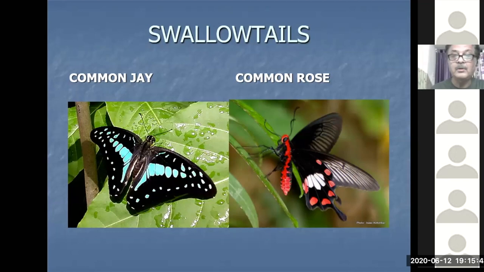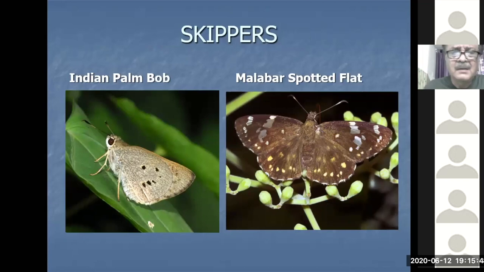Now we come to skippers. Skippers are rather dull and drab, and they're more forest dwellers, and they're difficult to identify also. A lot of butterfly people sometimes keep away from this group, finding it so difficult to identify. Some of them are flat, they close their wings behind, and some are flat across. They're called flats. And some are like the Indian palm bob, especially if you have a palm in your garden or your house, this butterfly will dare to come inside your house also and lay eggs. So that's an Indian palm bob.